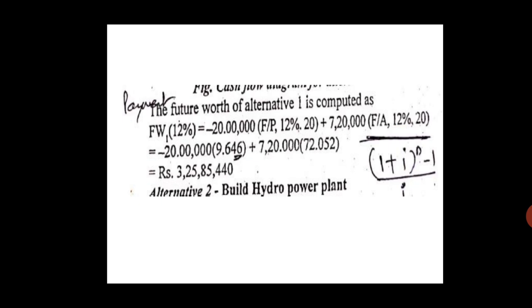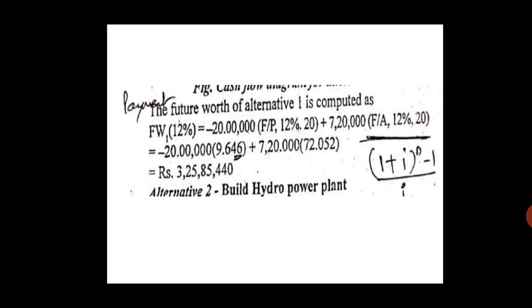Now future worth at 12% interest rate is equal to minus 20 lakhs, because we are investing 20 lakhs now, in bracket F/P at the rate 12% for 20 years, plus revenue I am getting 7,20,000 rupees every year. So 7,20,000 rupees in bracket F/A. A means every year I am getting an equal annual amount. So A is the annual amount, that is 7,20,000 rupees I am getting at the rate of 12% interest for 20 years.